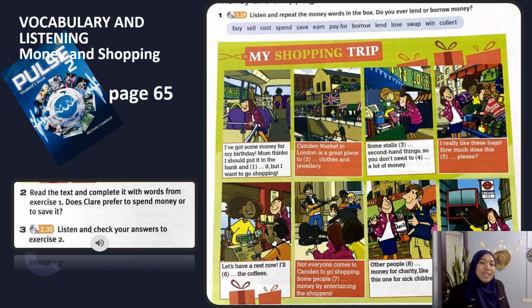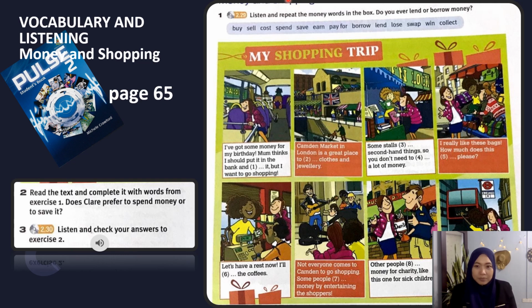Okay, now we are going to move on to listening. Vocabulary and listening. Money and shopping, page 65. Now, if you look at your page 65, you will see this picture. Alright, my shopping trip. So, later we are going to listen and repeat the money words in the box. Have you ever lent or borrowed money from your friends, sisters, or perhaps brothers? Okay, and we are going to read this text, and while listening, you are going to fill in these blanks. Okay, are you ready? Now, you are going to listen and repeat after the words. Alright?